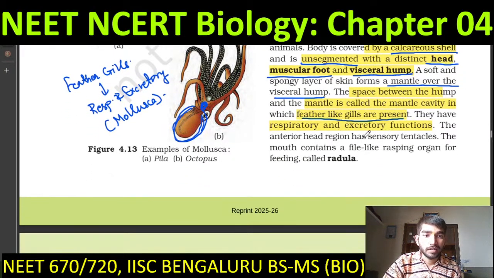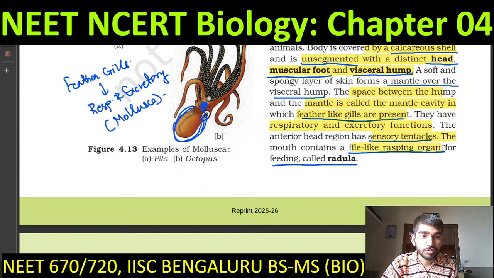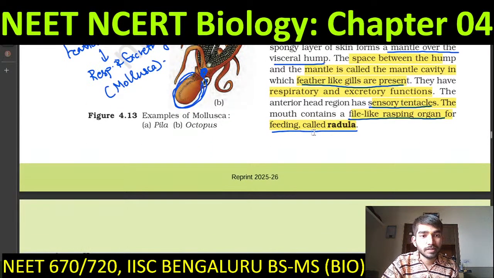Then the anterior head region has sensory tentacles. The mouth contains a file-like rasping organ called radula. So this is again important. In which organism is radula present? You should know that it is in Mollusca, the phylum called Mollusca, and it is the file-like rasping organ.